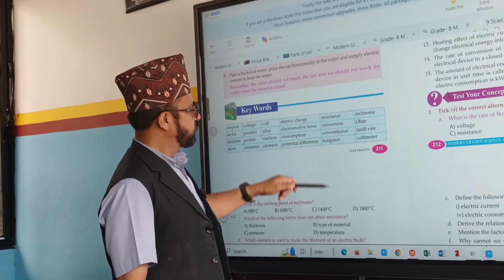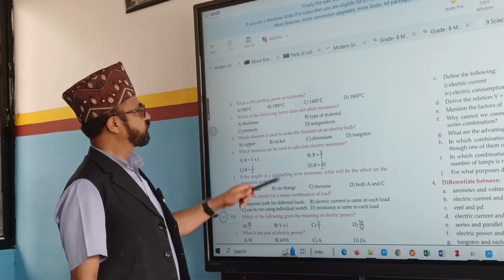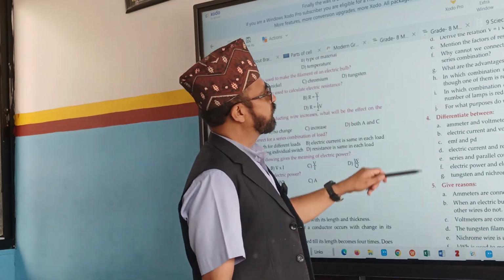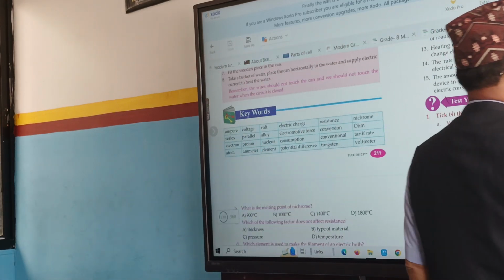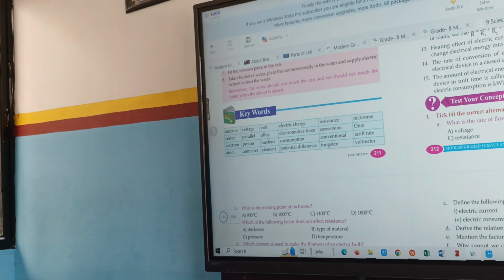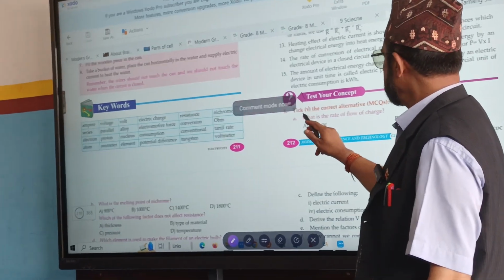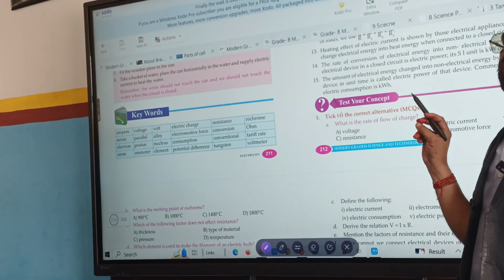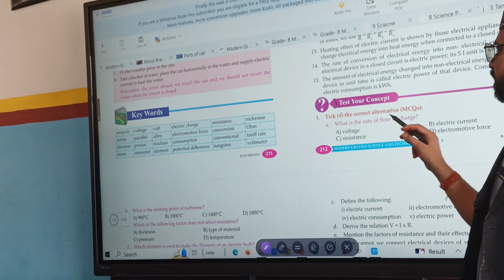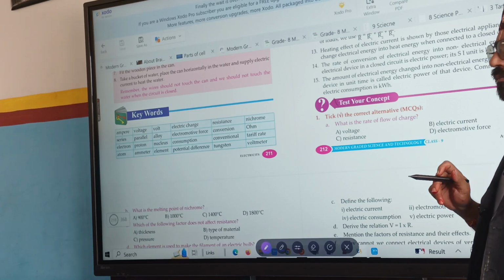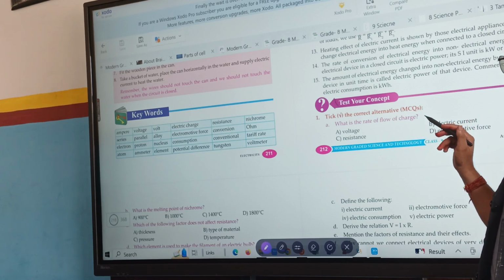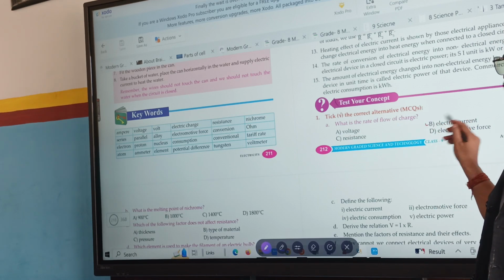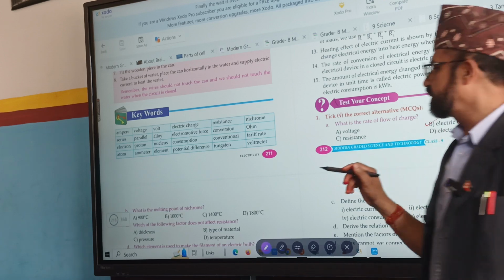Now, next one is, today we'll begin MCQ. Because if the work is given a little bit more, then you can do it a bit faster. MCQ. Please, let's check what is given here. What is the question? You take out your book. Take the correct alternative. Okay. Einstein group, Einstein. Tell me the correct answer. What is the rate of flow of charge? Einstein said electric current. Is that true? Yes, that's right.